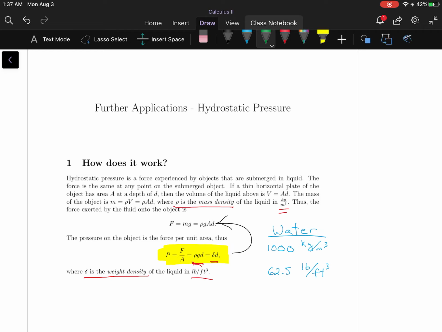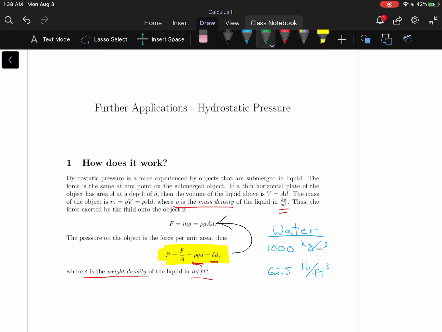Some notation that you'll see: rho, which is the mass density. That's the first underlined red line that I've got there. And that has units of kilograms per cubic meter, so the metric system. And you'll see delta, which is the weight density. That's the bottom long red line. And that is in pounds per cubic feet.